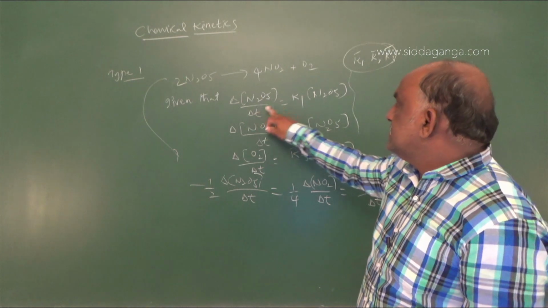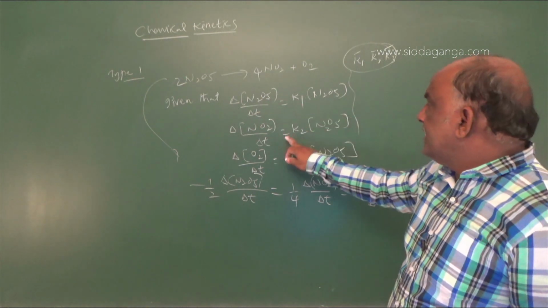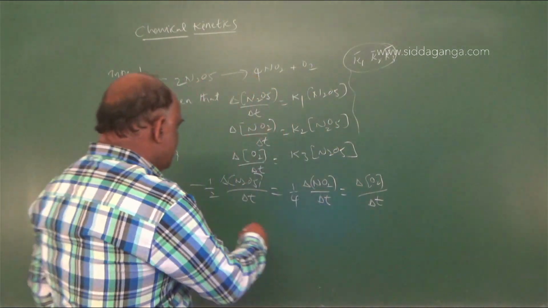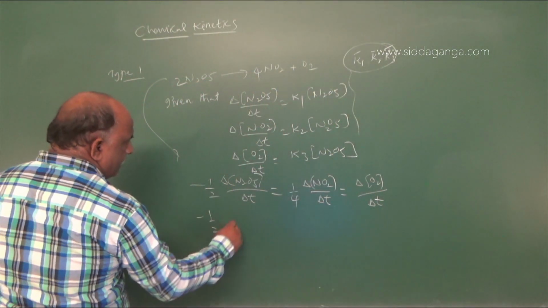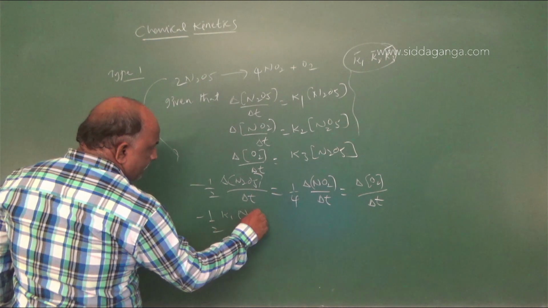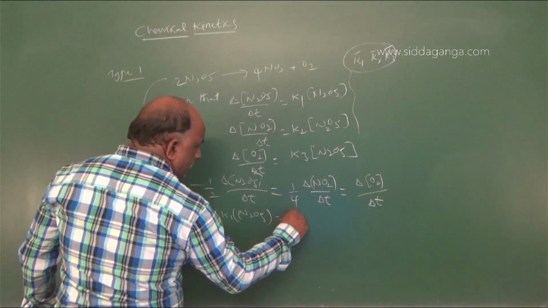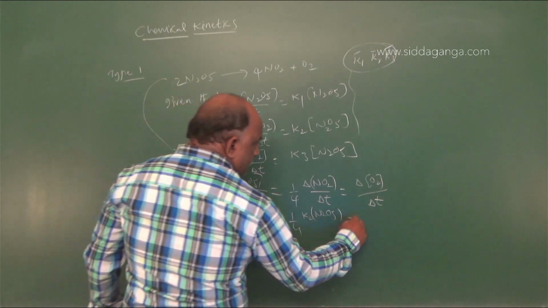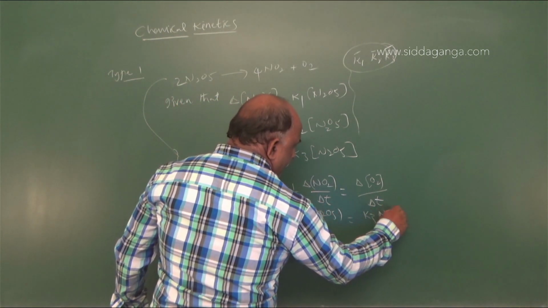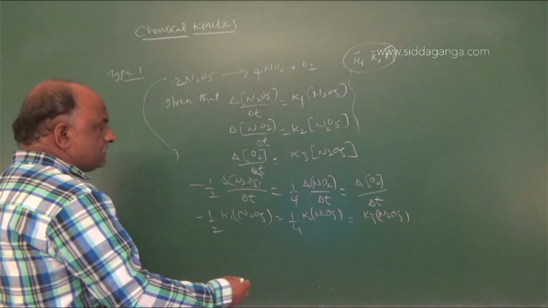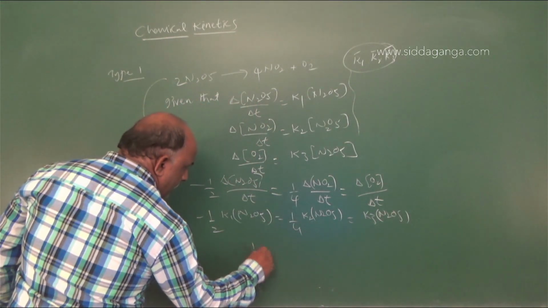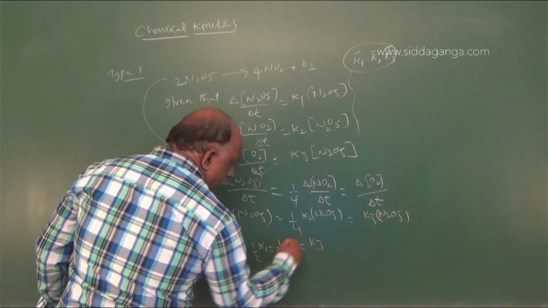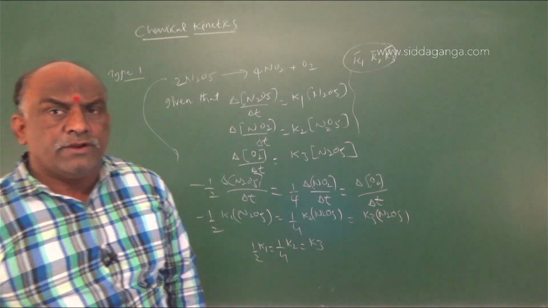So the first term is nothing but K1 N2O5, second term K2 N2O5, third term K3 N2O5. Substitute the values in this equation. Then minus 1 by 2 K1 N2O5 is equal to 1 by 4 K2 N2O5 is equal to K3 N2O5. Then N2O5 gets cancelled. What will we get in this one? 1 by 2 K1 is equal to 1 by 4 K2 is equal to K3.